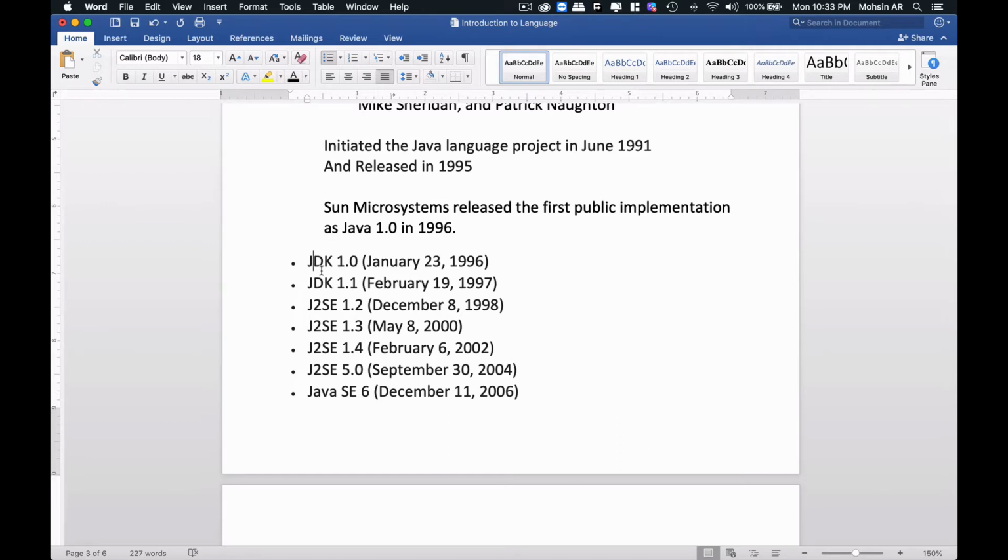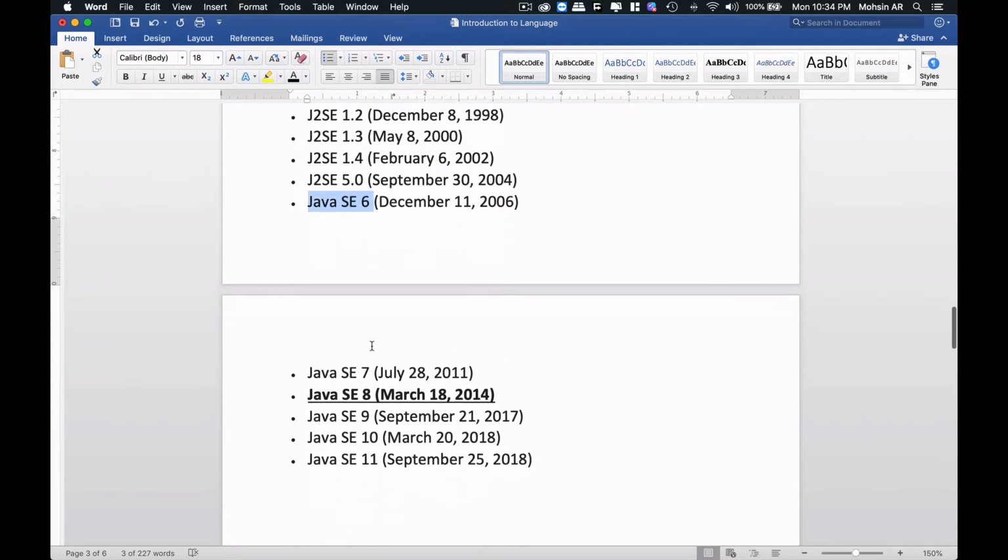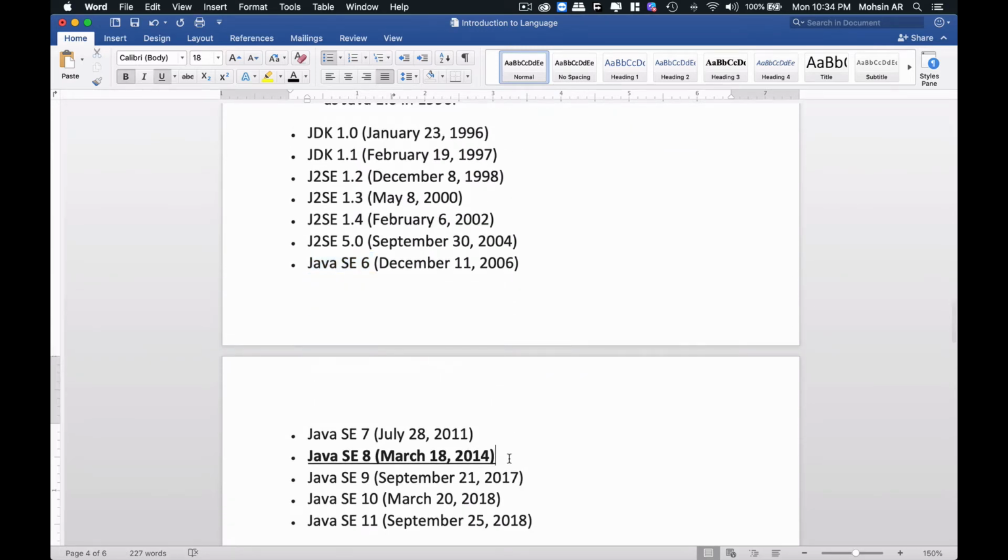So now let's differentiate this. JDK stands for J for Java, D for development, K for kit: Java Development Kit. They renamed JDK to J2SE, that means Java 2 Standard Edition. Why do they call it Java 2 Standard Edition? Because with 1.2 they renamed it to Java 2 Standard Edition. After that they removed the 2, because it is no more the second edition, so it is Java Standard Edition 6, and we will focus more on Java SE 8.